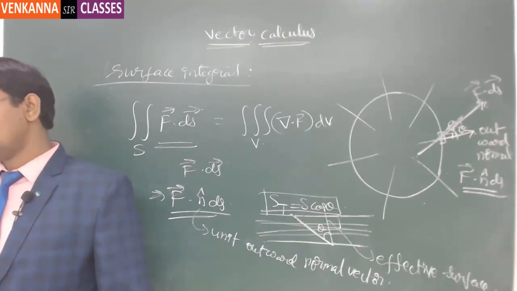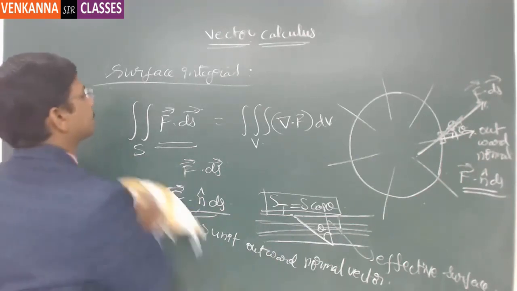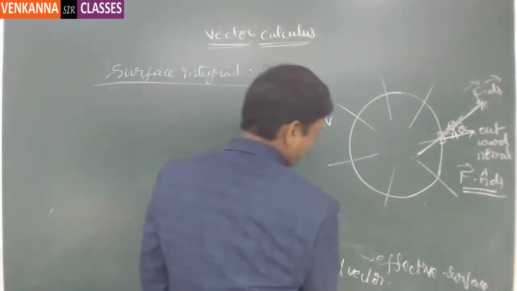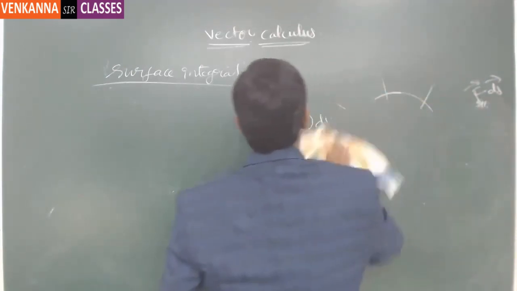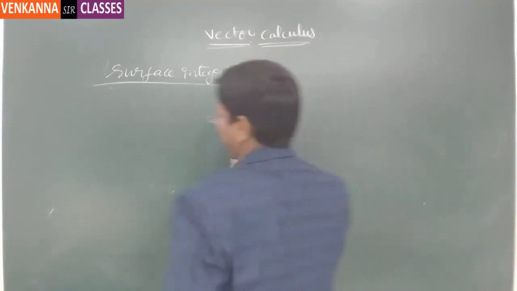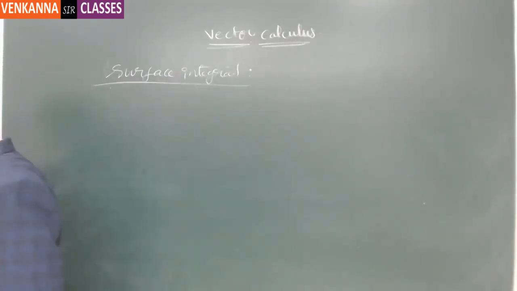Done? Note it down. So when we do the surface integral over any particular surface, F dot n dS you need to consider, where n is the outward normal. Now based on this we will solve some problems.